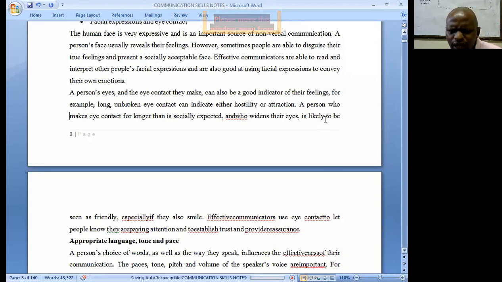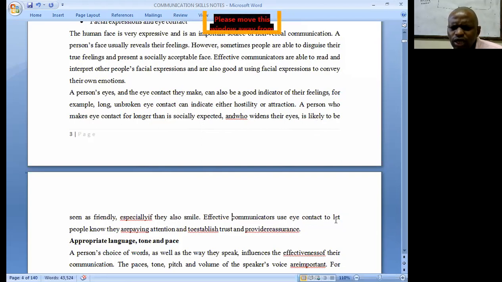Effective communicators use eye contact to let people know they are paying attention, to establish trust and provide assurance. So when you're talking to a person, you also need to look at the eye contact. If that person is looking you straight in the eyes, it means that person is paying attention to you. Then you can establish some level of trust, some kind of assurance that this person indeed is hearing what I'm saying. You'll be able to create assurance.